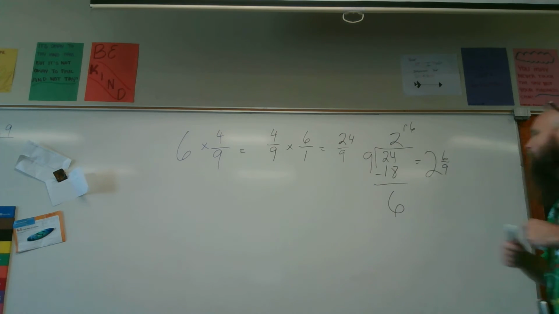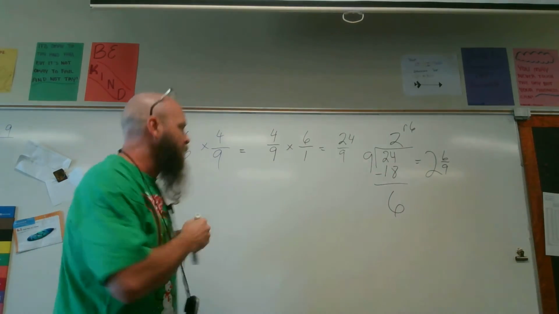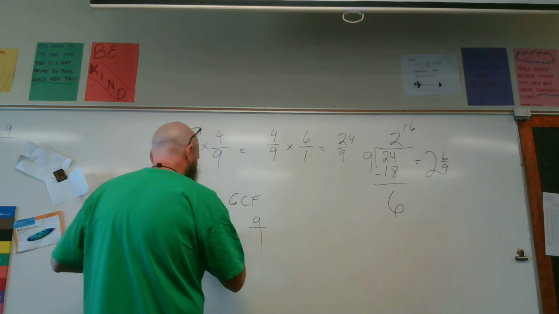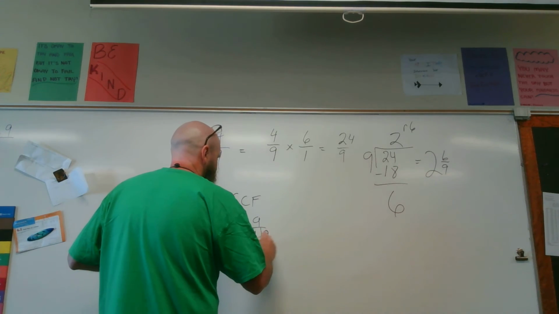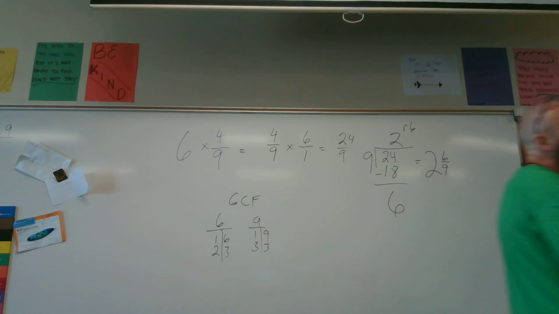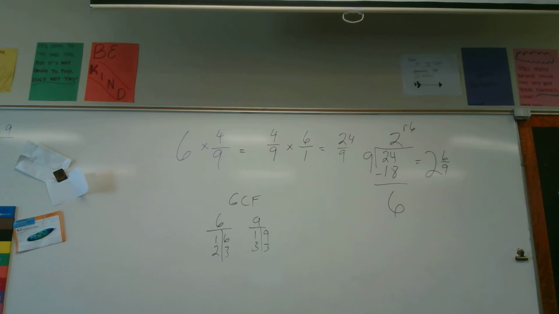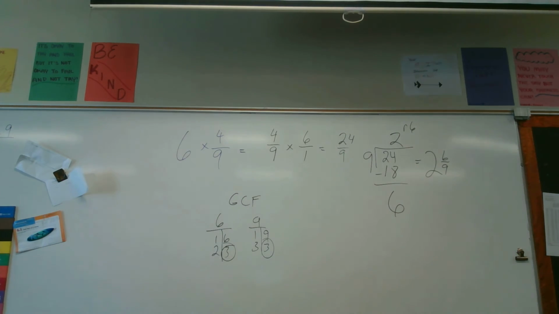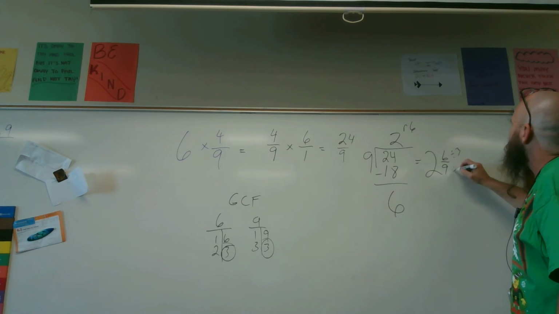I need to simplify. 6/9 can be simplified. I just have to find the greatest common factor for 6 and 9. 1 and 6, 2 and 3, 1 and 9, 3 and 3. Those are all my factors of 6 and all my factors of 9. Natalie, what is the greatest common factor? 3. 3 is the biggest number that shows up in both of those. That means I take my greatest common factor, 3, and divide both 6 and 9 by 3.